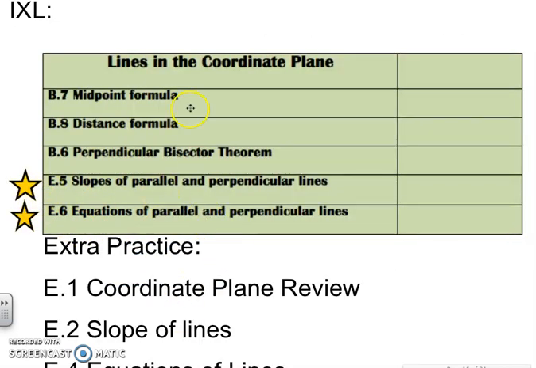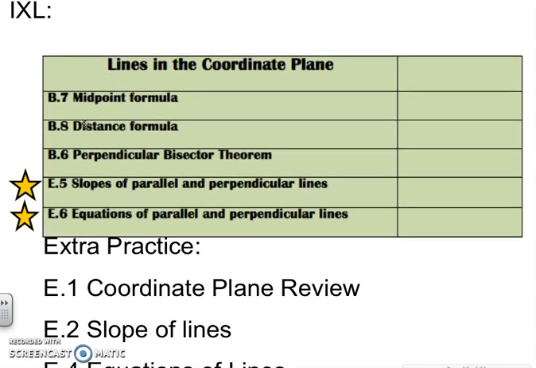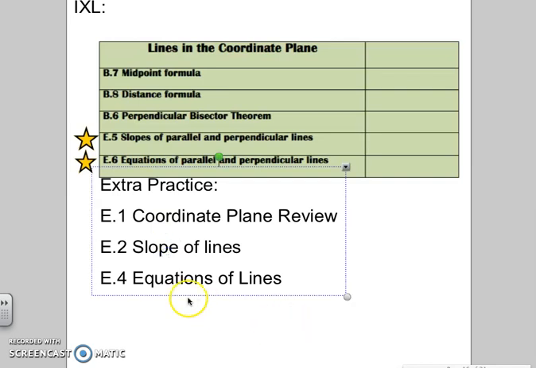IXL is lovely on your IXL paper. It's kind of down here. It's E5 and E6. We're going to get to these later on. And then if you do need some extra practice, there's a coordinate plane review if you need practice on slope of a line or if you need help on equations of lines. All right, but go ahead and get started on your practice.